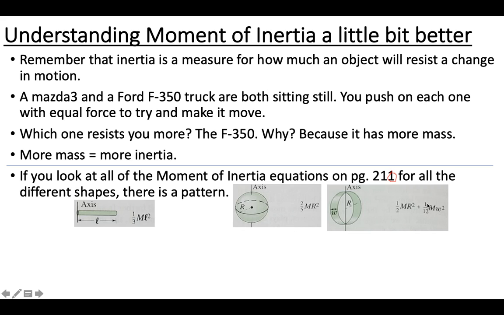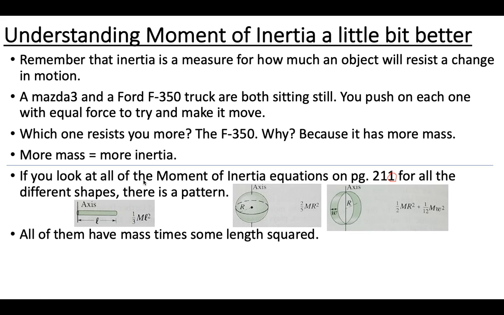They all have an M, which makes sense. If we're measuring inertia with these equations, they should have mass in them because more mass means more inertia. So that should make sense. But what I also want you to notice is that they also have the mass multiplied by some length squared.